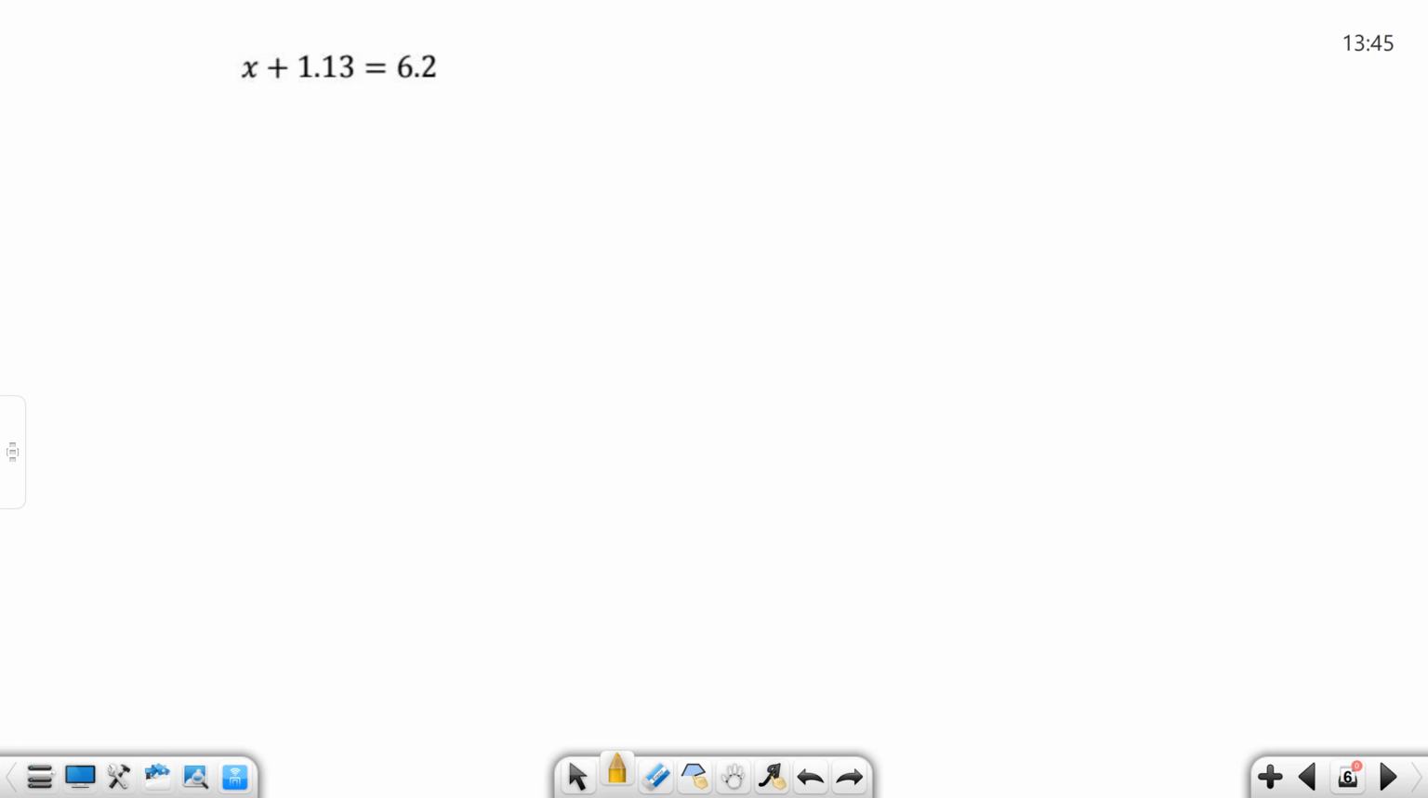And it's only 1x, one variable, 1x. So I'm going to go straight to subtract 1.13 from both sides. And notice I got to line my decimal up. That's not a 3. Got to line my decimal up, right? So over here, this cancels. X equals 6.2 minus 1.13.